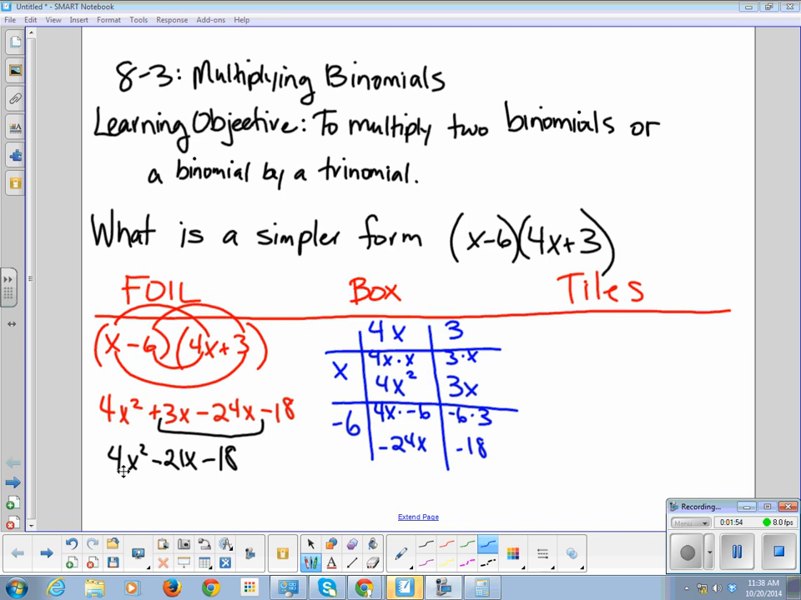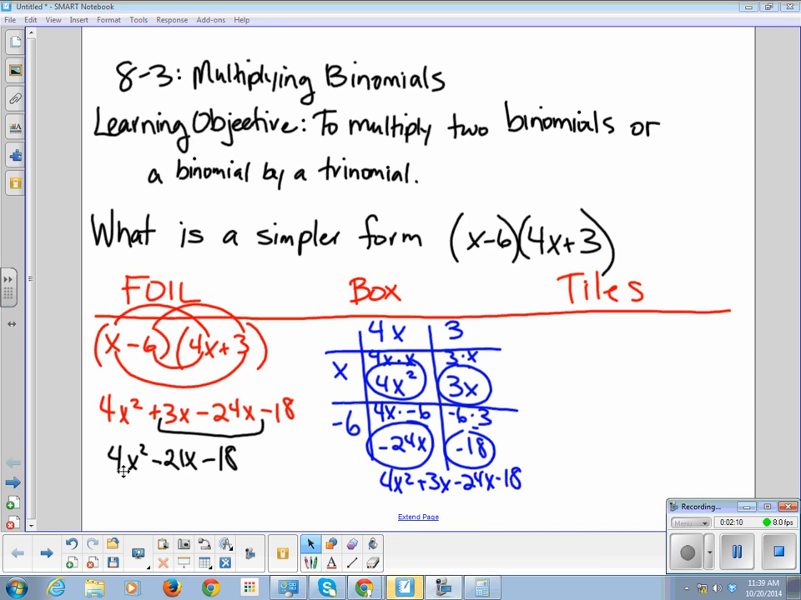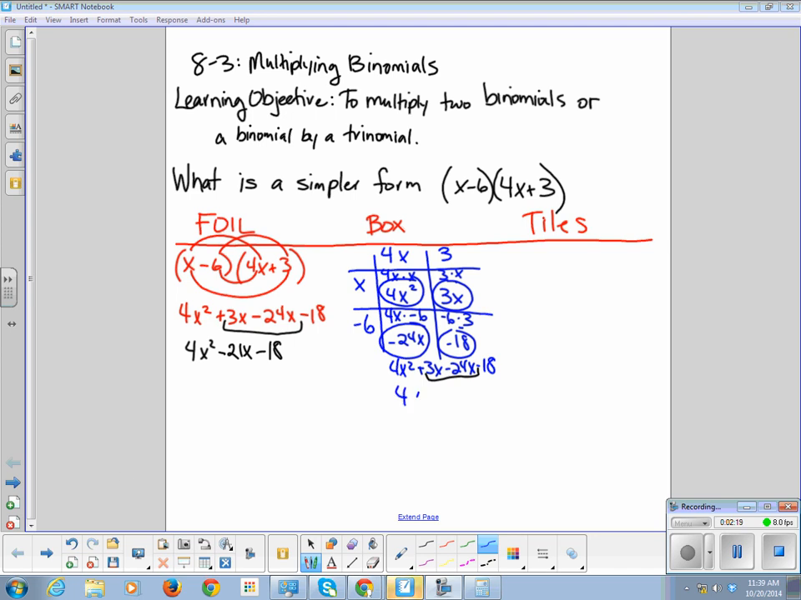And you just take the results of each item and you write them down. So it says 4x squared, 3x, minus 24x, minus 18. You're still on the hook for combining your like terms: 4x squared minus 21x minus 18.